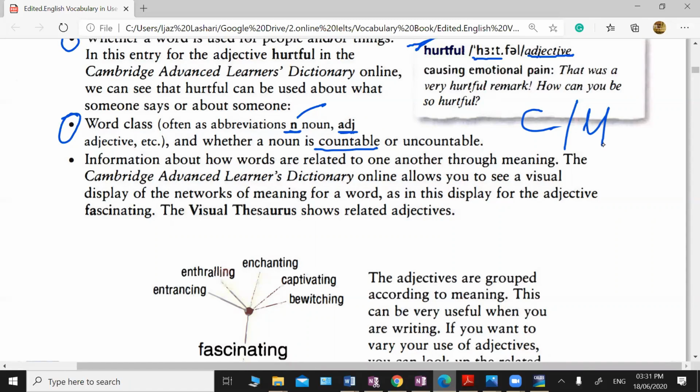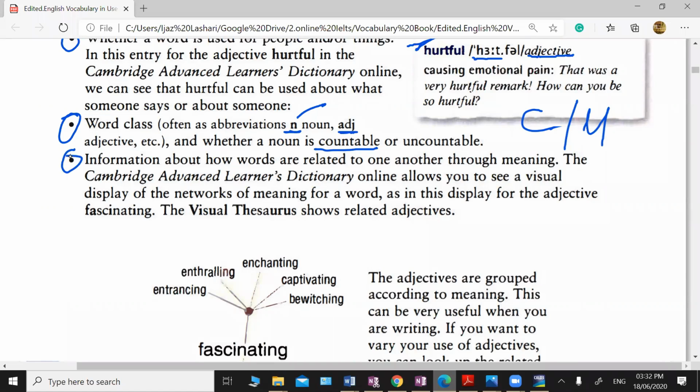Can you give me a few examples of countable and uncountable nouns? Water, yes, that's another example. Can you give me a few more examples? I'm waiting. Uncountable nouns. Hair, okay, you can say that. Salt, okay. Yeah, this is milk. There are so many examples. So this also you find in the dictionary. The next thing, yeah, thank you.